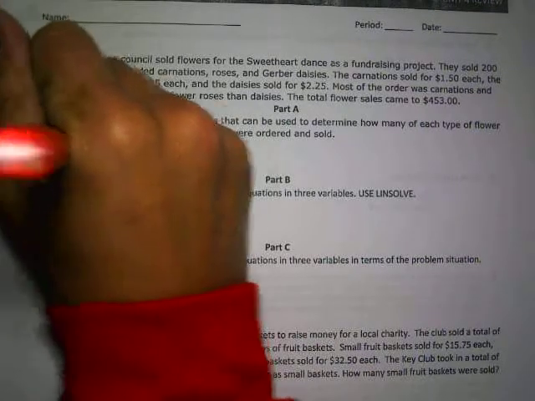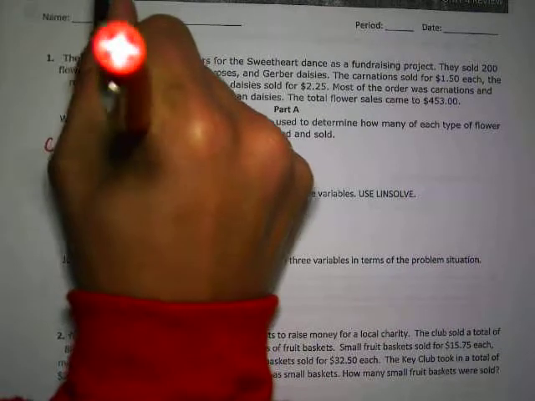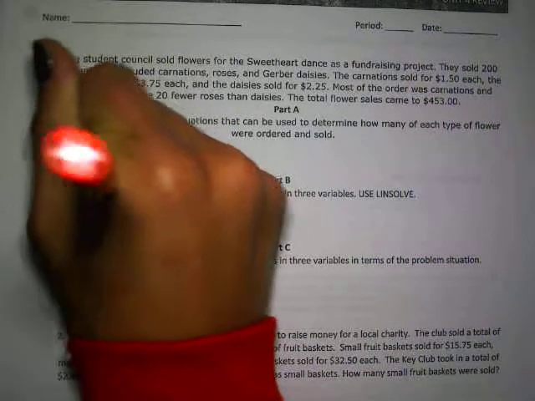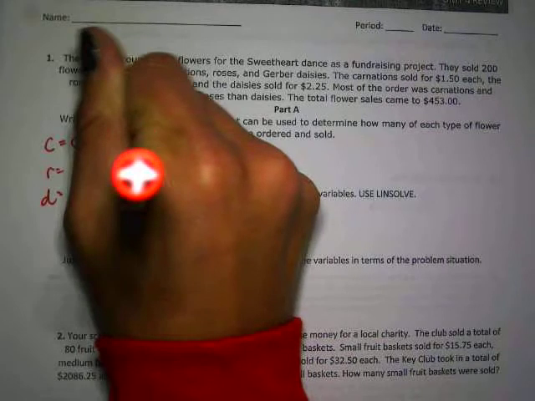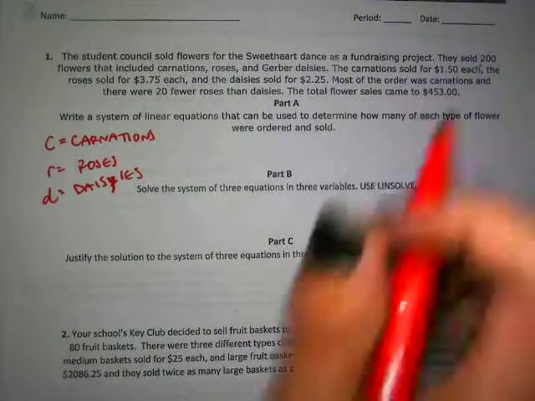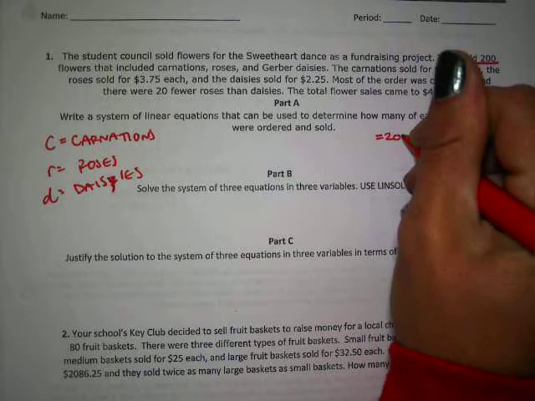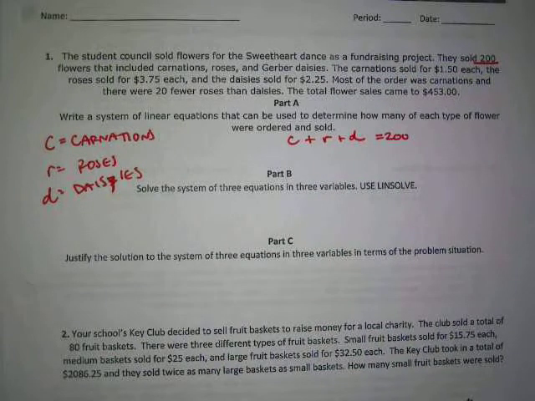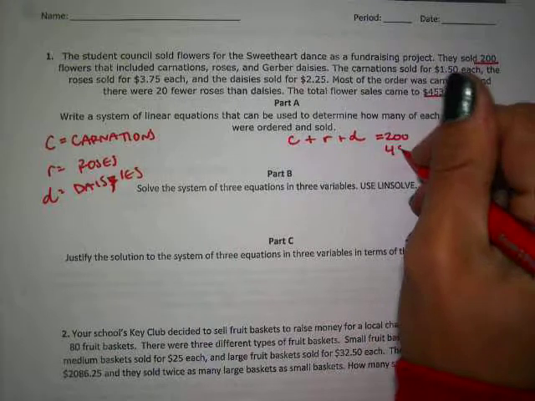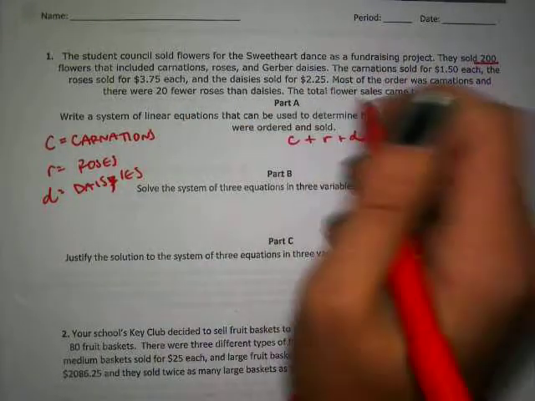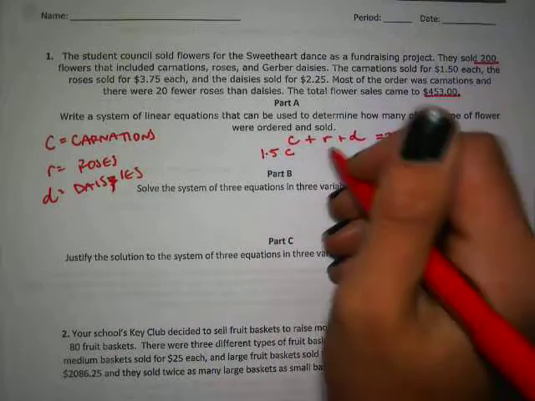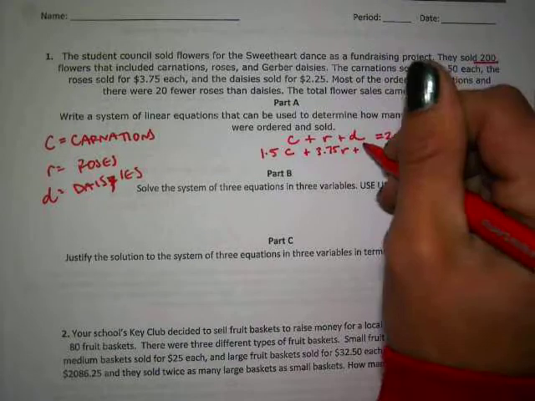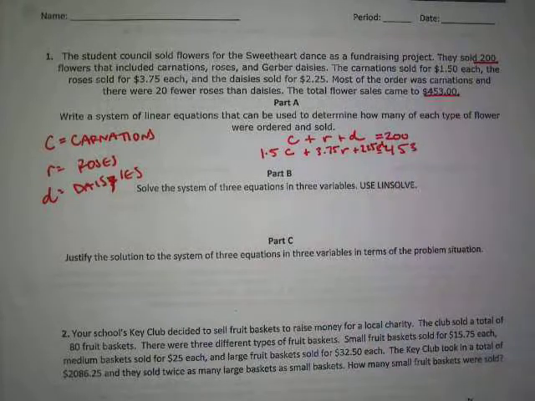Okay, so carnations are going to be C. R is going to be roses. And D is going to be daisies. So I sold a total of 200. So C plus R plus D is going to equal 200. And my total amount of money is 453. So 1.50 C plus 3.75 R plus 2.25 D equals 453. I ran out of space there.